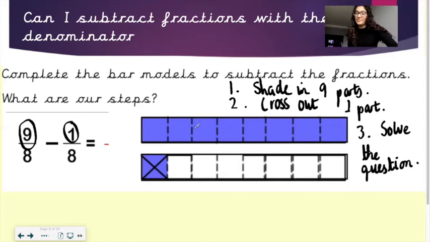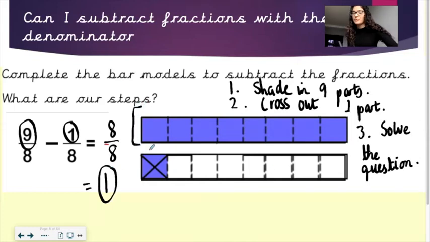We shade in 9 parts, which we've done here. Number 2 is to cross out 1 part, which we've done here, and then solve the question. So what is 9/8 take away 1/8? The answer is 8/8, also known as 1. Because as you can see by our fraction bar model, an entire bar model has been left uncrossed. So rather than write 8 out of 8, we can just write 1.